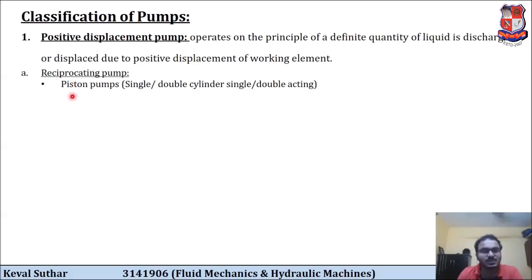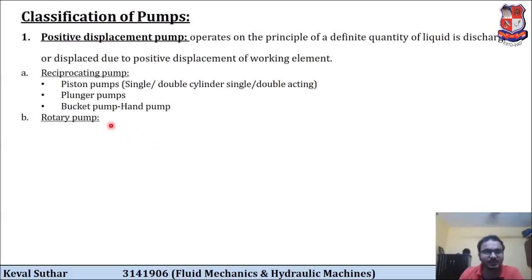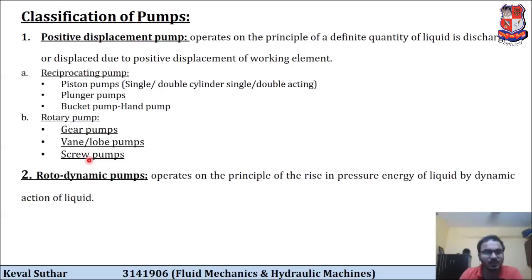Subcategories: reciprocating pumps, in which we have piston pumps, which can be single or double cylinder with single or double acting. Second is plunger pumps, and third is bucket pump or hand pump. Second category in positive displacement pump is rotary pump: gear pumps, vane or lobe pumps, or screw pumps. These are the categories of rotary pump.